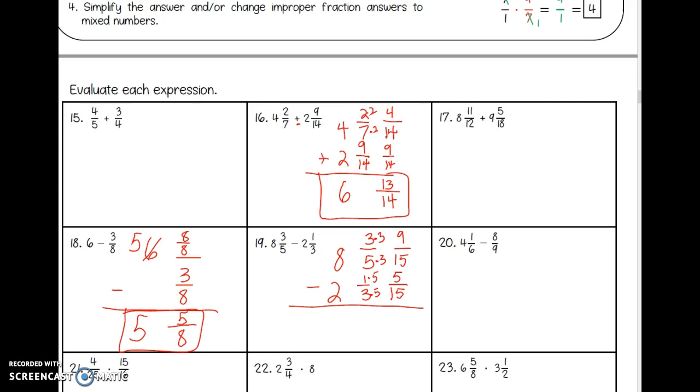So I'm going to subtract my numerators. 9 minus 5 is 4. Bring down your denominators. 8. And then 8 minus 2 is 6.